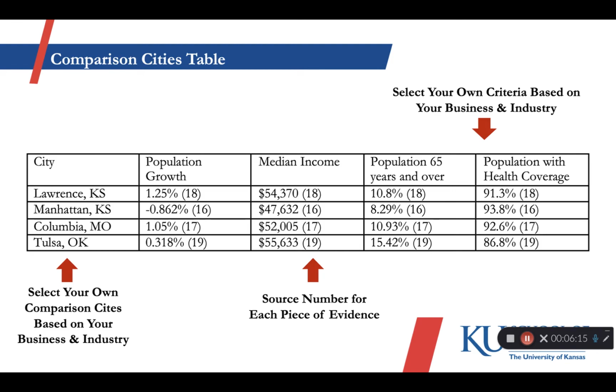These criteria were selected because they relate to the retirement community industry. For your proposal, select 4 criteria that relate to your industry. Review the research summary video for information about selecting and researching your comparison cities.